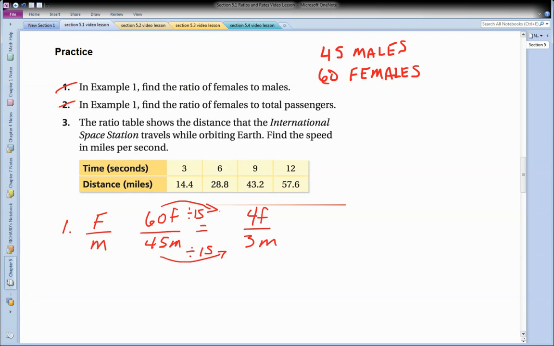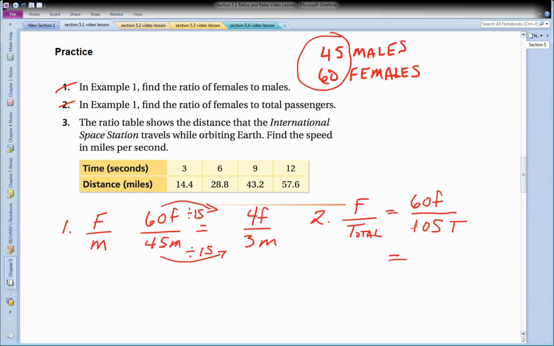For number 2, find the ratio of females. So this time we want to find the ratio of females to the total number of passengers. Well, I know I have 60 females, and how many passengers are there? Well, I need to look at both of these numbers. What should I do with the 60 and the 45? That's right. I need to add them together. So 60 plus 45 is 105. So that's the total number of people.